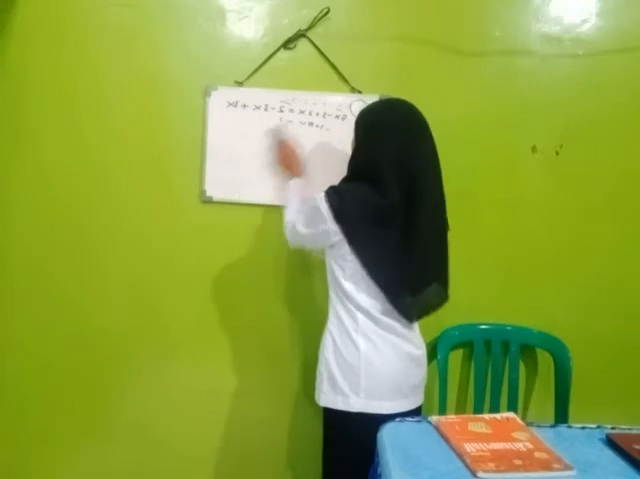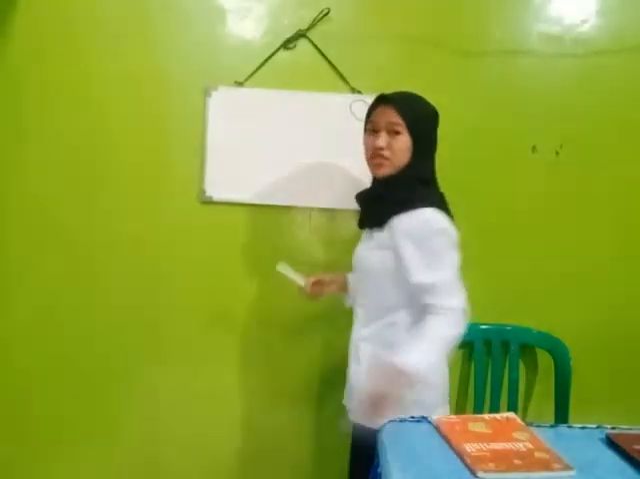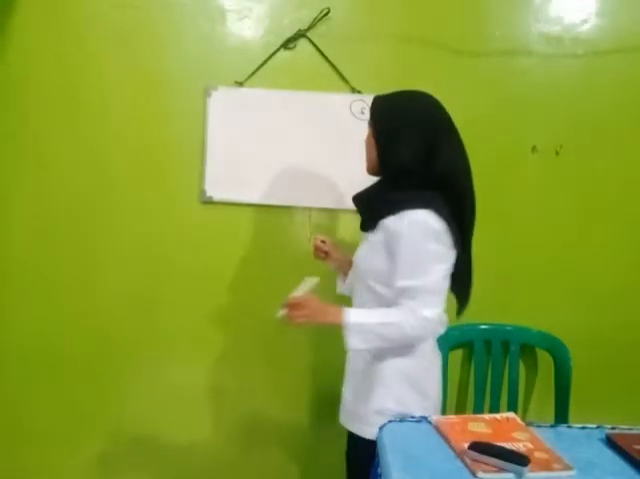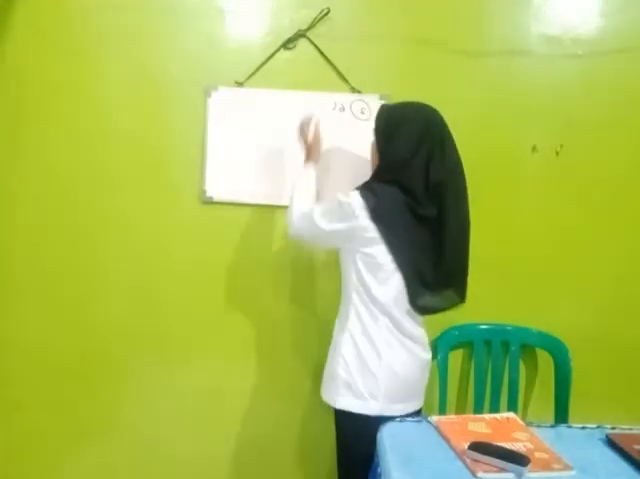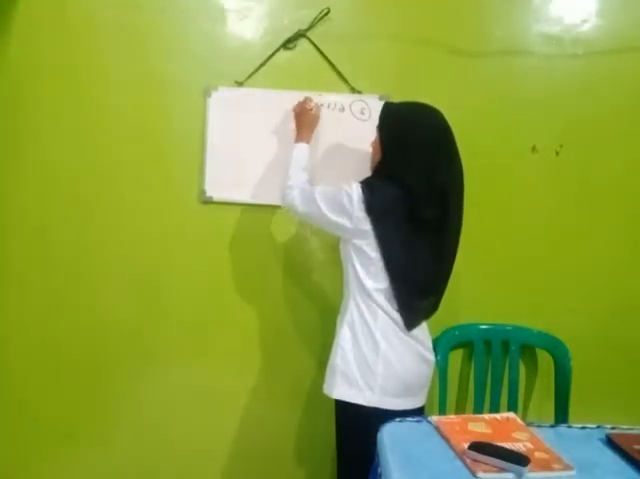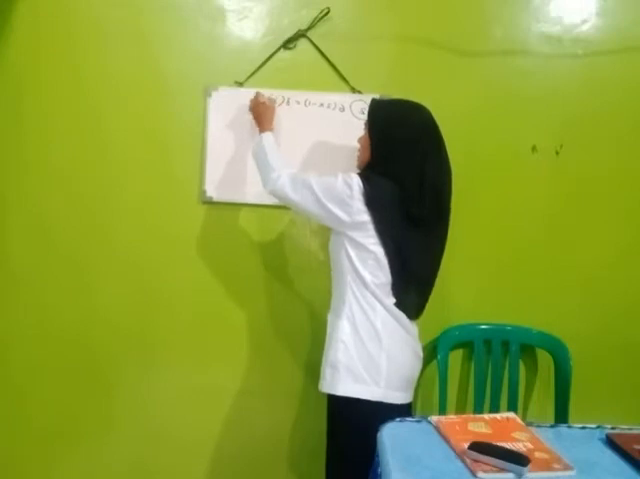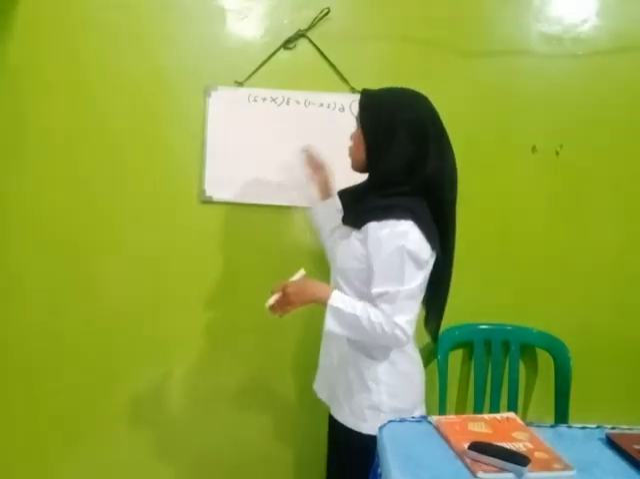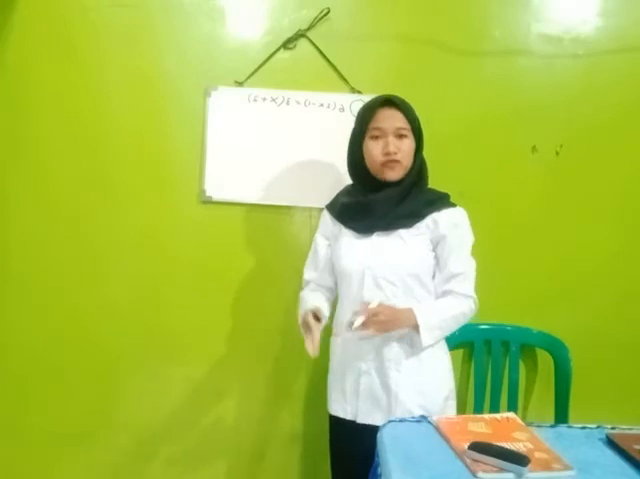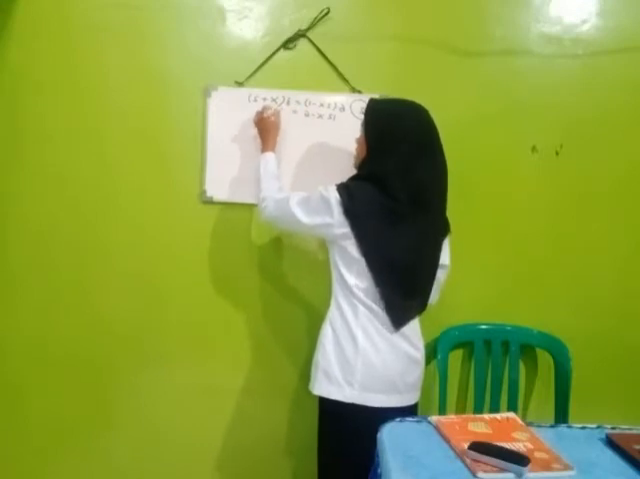And then for the second type, we have the bracket form in the equation. For example, we have 6 times in the bracket 2x minus 1 equal to 3 in the bracket x plus 2. If we meet this equation, we must do the bracket form first. So we get 12x minus 6 equal to 3x plus 6.